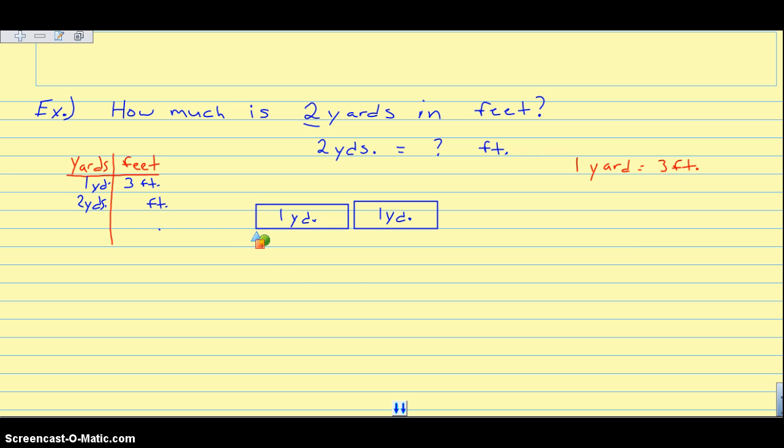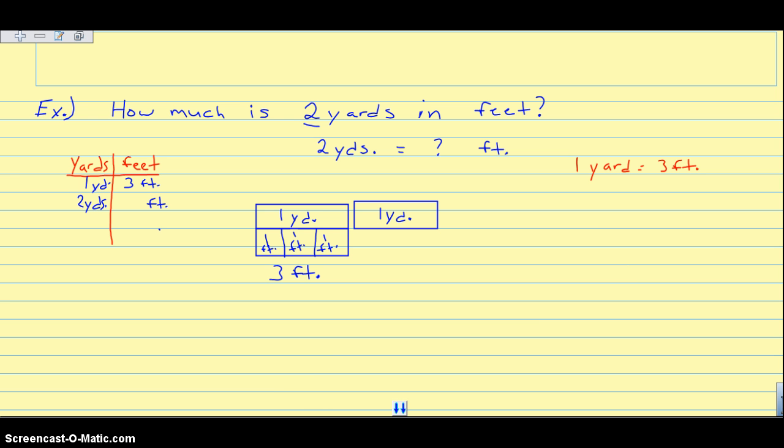So again, 1 yard is 3 feet, so I'm going to draw another rectangle here on the bottom. But this time, how many pieces do you think I'll cut this rectangle into? I'm going to cut it into 3 pieces, because 1 yard equals 3 feet. So here's one piece, here's another piece, 1 foot, another foot, and another foot. All these are going to equal 3 feet.